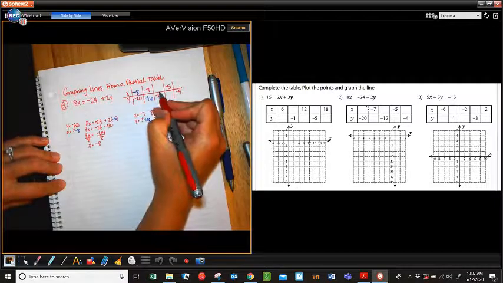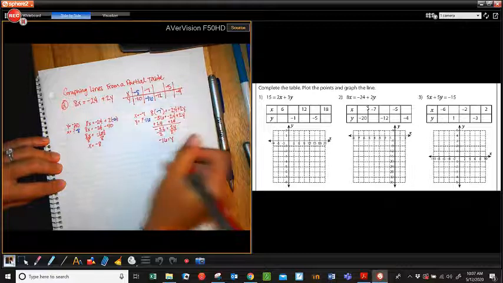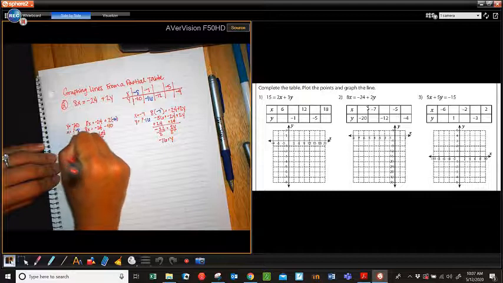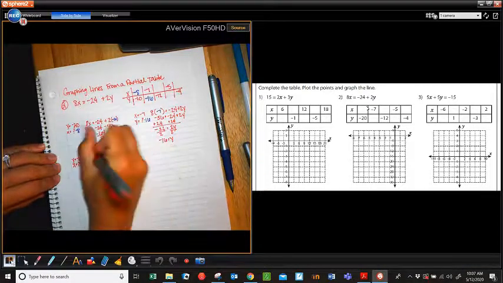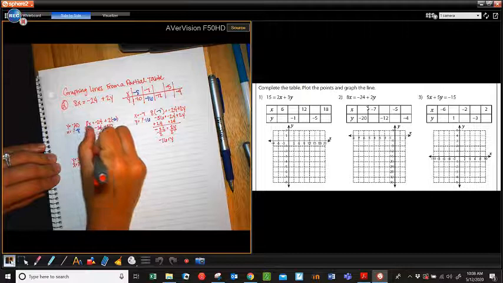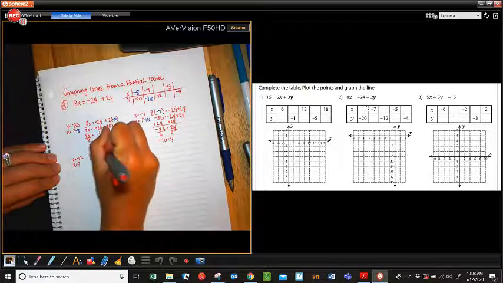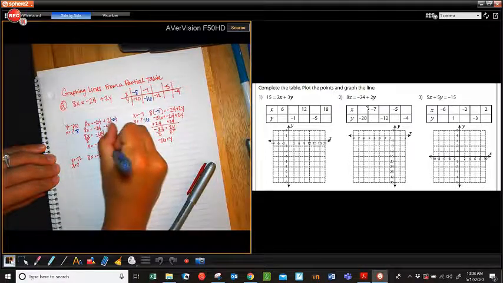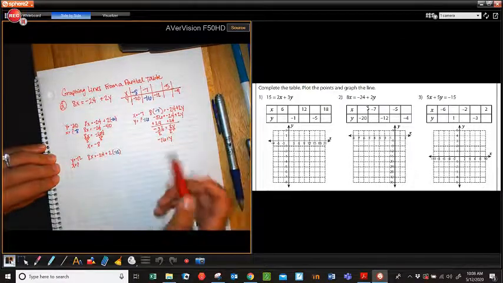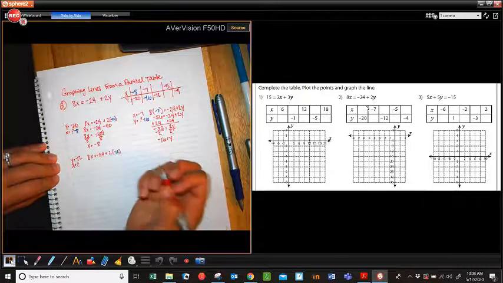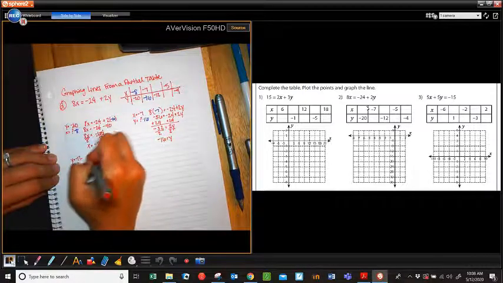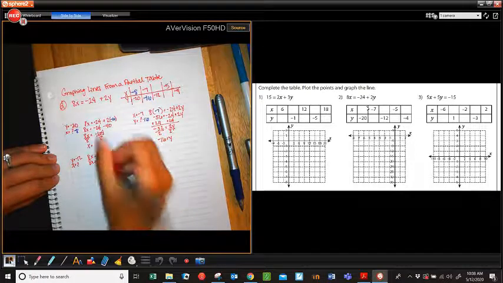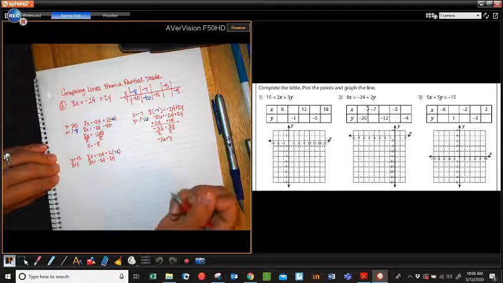Our next unknown is an x value, and we know that y is negative 12. So when y is negative 12, what could our x be? 8x equals negative 24 plus 2 times our y value, which is negative 12. Simplify and solve. 8x equals negative 24, and 2 times negative 12 would be negative 24.